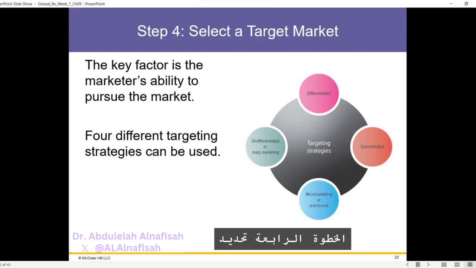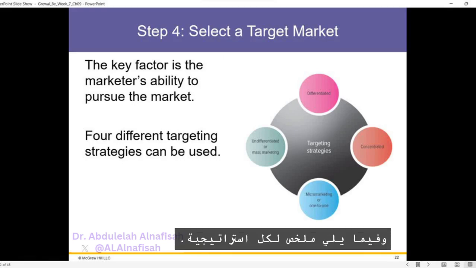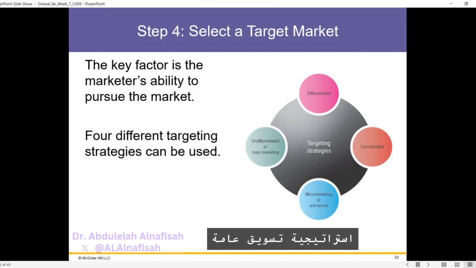Step 4. Select a target market. Firms use different targeting strategies. Here's a summary of each strategy. Undifferentiated targeting strategy, mass marketing. In this approach, the firm considers everyone as a potential user of its product and adopts a broad, generic marketing strategy. The firm does not differentiate its marketing mix or offerings among different market segments, and instead focuses on reaching a wide audience with a single standardized product or message.